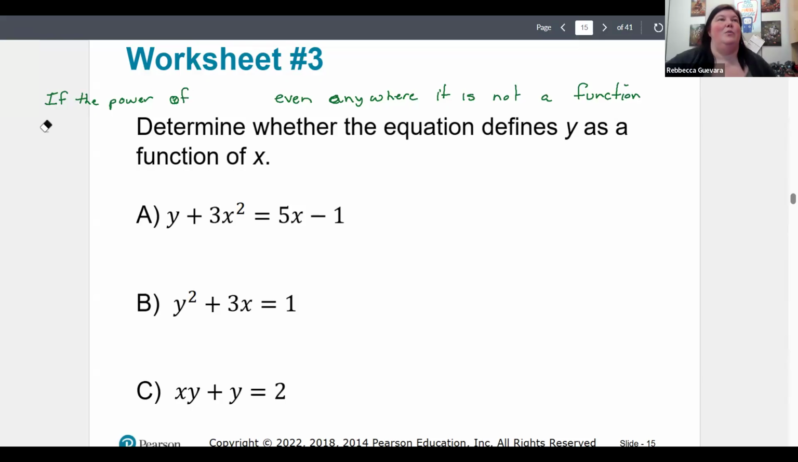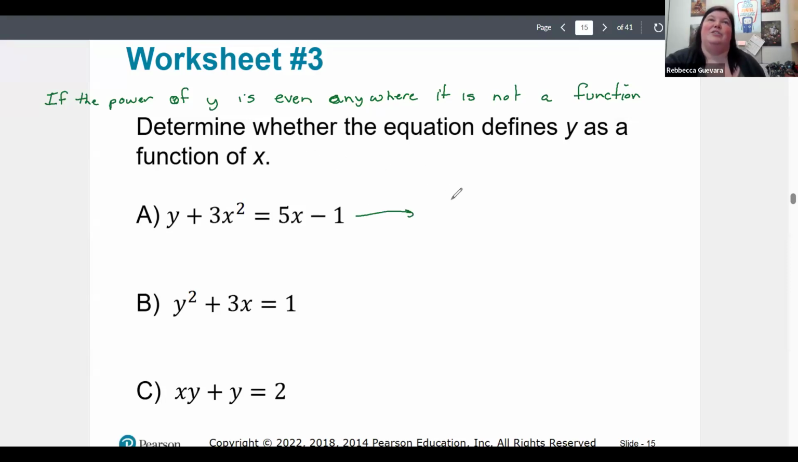So if the power of y is even anywhere, so if you have like two y's, but one of them has a positive on it, then you're not going to have a function. So hopefully you had a moment to go through that.